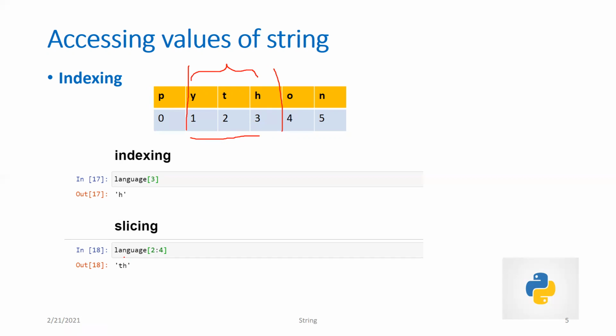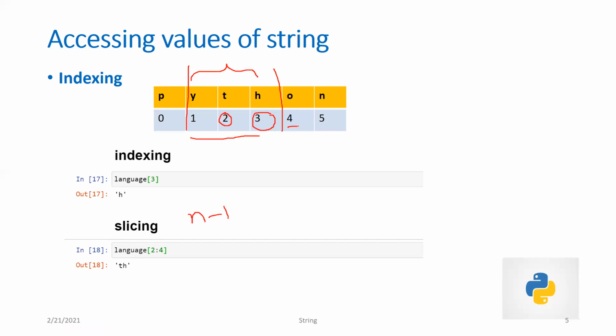If I make a slice from language, 2 position to 4 position, actually not 4 position, it will consider n minus 1 position. That means it starts from this 2 position, and the last value is 4 minus 1, that means 3. So it will consider only up to position 3. This is the last position, not this one.